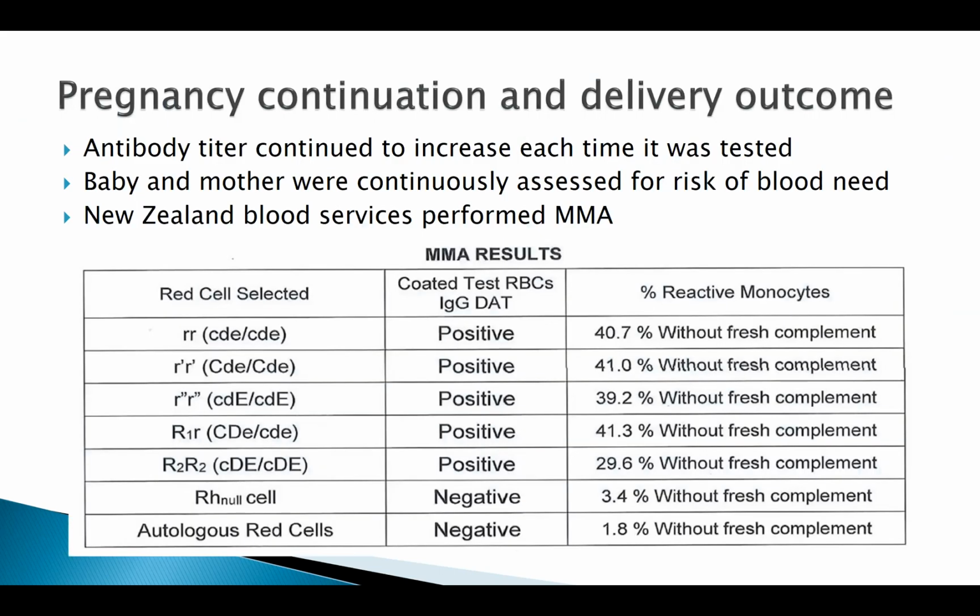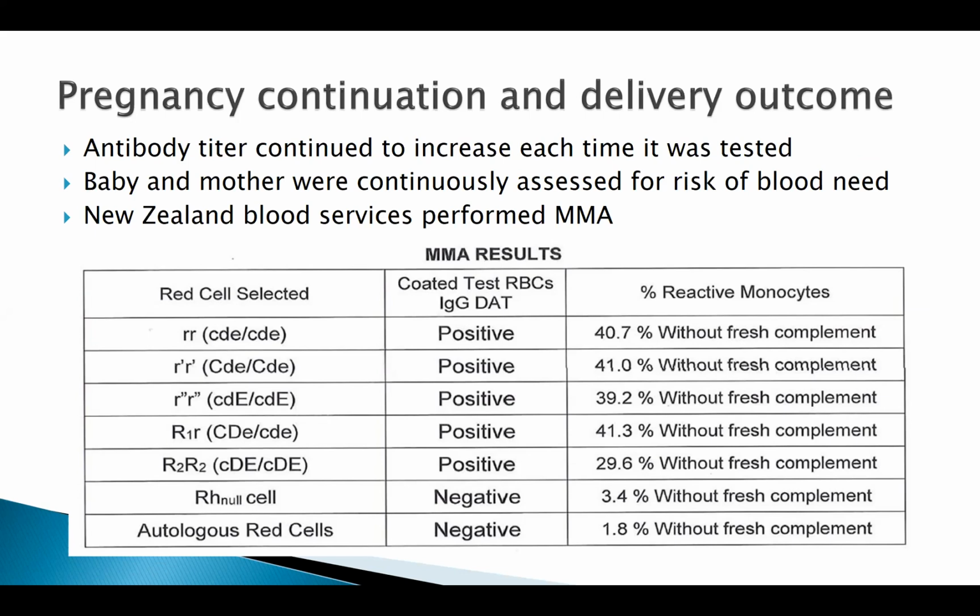Here you see the actual MMA result, which was done by New Zealand. The sample was sent to a member country, New Zealand, and MMA testing was performed. It showed that reactions of the antibody with different cells had a high percentage of incompatibility, which is considered clinically significant. Any MMA result less than 3% would be considered not important, but the antibodies all showed high percentages of reactivity.